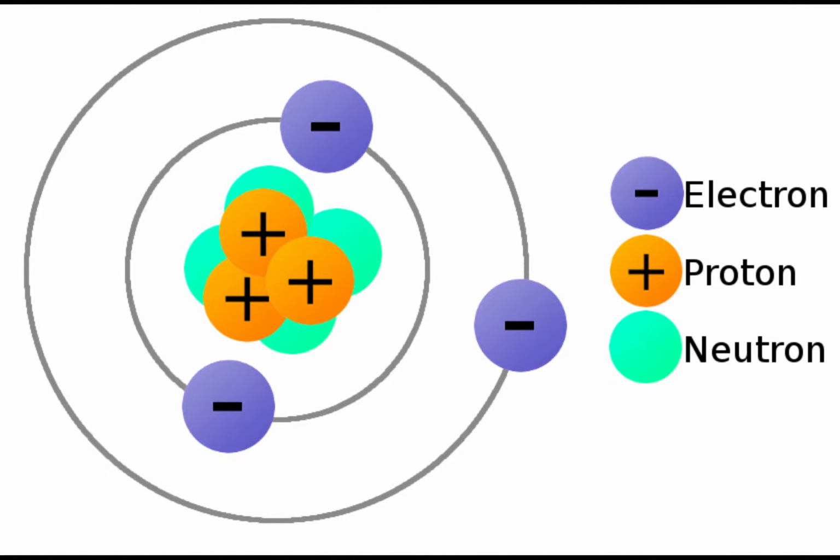Atoms are not the smallest particle. They are made up of even smaller particles called protons, neutrons and electrons. Around the nucleus, electrons are contained in shells.